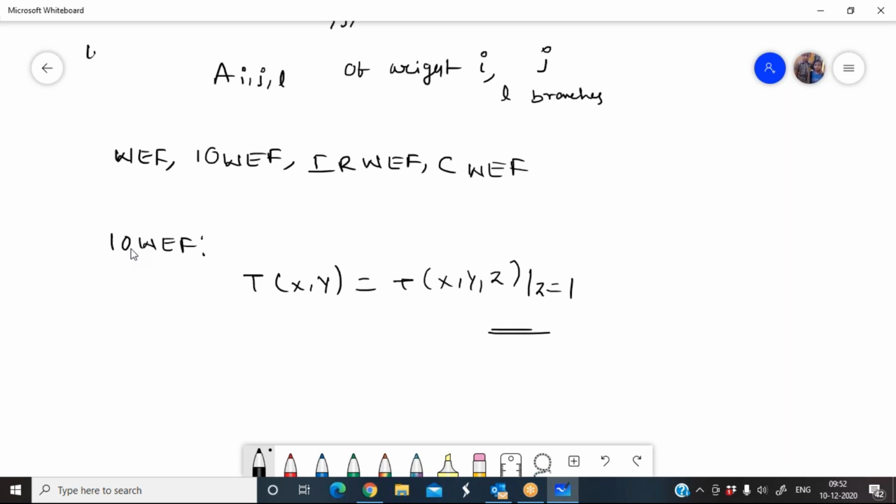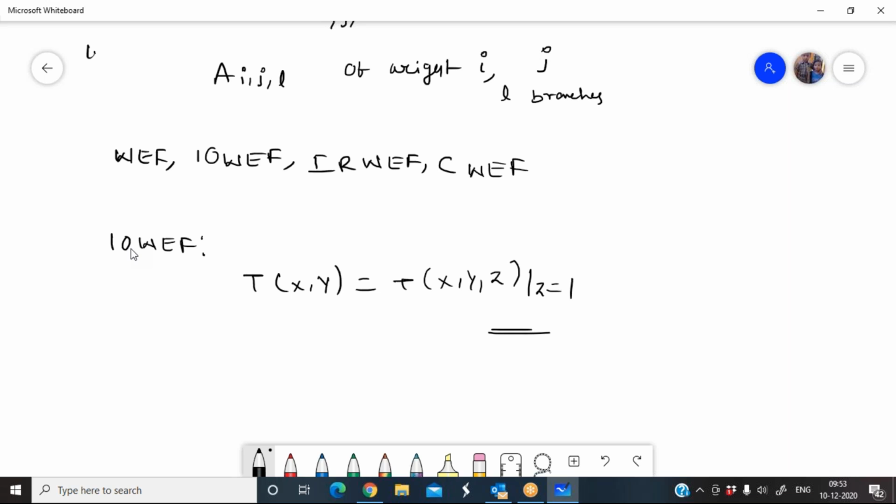So I am repeating once again. IOWEF contains only information about input and output weights, but not on the length of each code word, and it can be obtained as T of x comma y equal to T of x comma y comma z, z equal to 1. Already we know the formula for T of x, T of x comma y, and T of x comma y comma z. You have to substitute the formulas. Suppose if you want to get the IOWEF, you have to assume that z is equal to 1. That is the meaning of this.